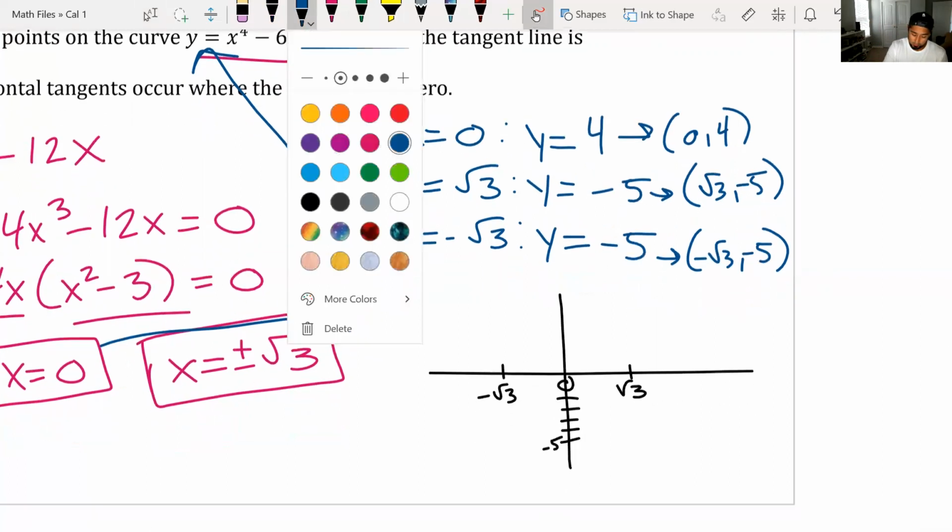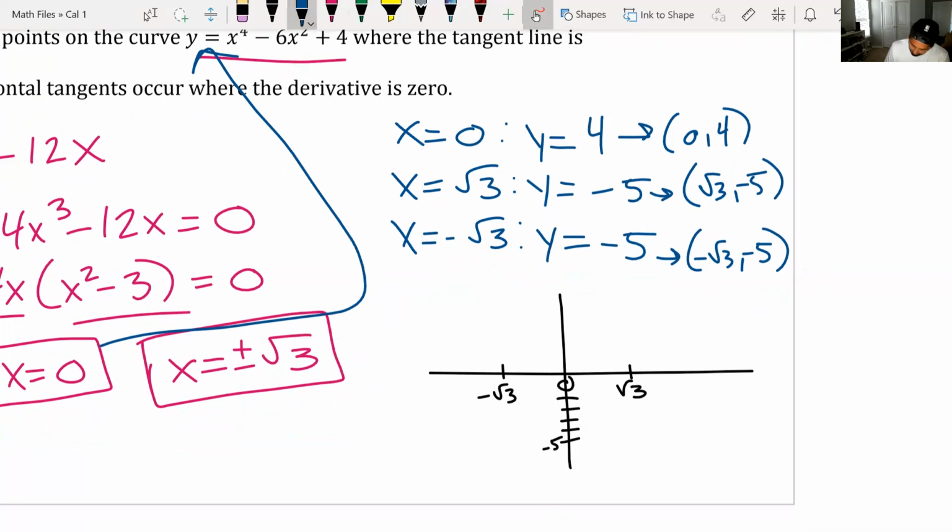So I have a point at negative square root of 3, negative 5, 0, 4, and square root of 3, negative 5. Okay, where all I have to do now is, since my tails open up, I will come down from infinity, hit this point, bounce off, hit that point, bounce off, hit that point, bounce off, and go.